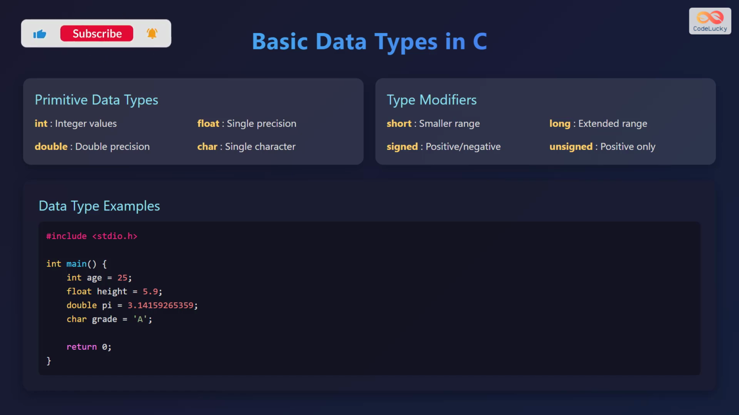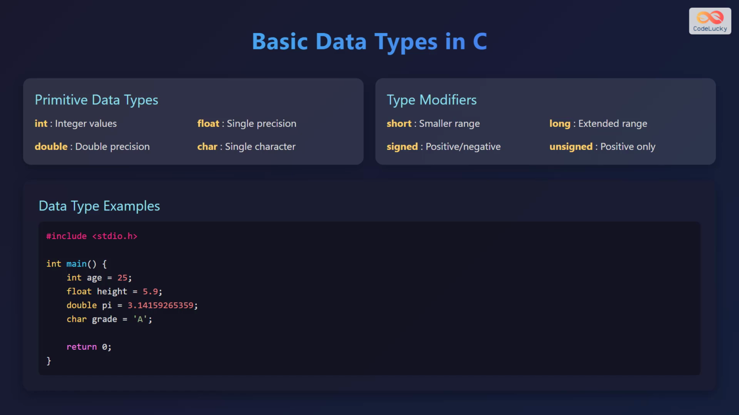Type modifiers can be used to modify the range and sign of these data types. Short is used for smaller range integers. Long is used for extended range integers. Signed indicates that the variable can store both positive and negative values, and unsigned indicates that the variable can only store positive values. Here's an example of how to declare and initialize variables of different data types.